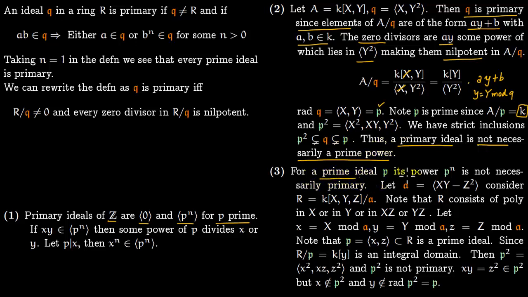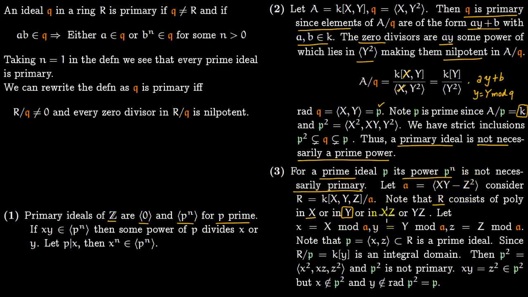So say you have a prime ideal P and you take some power P to the n, where n is a natural number greater than 0, then this is not necessarily prime. So now consider this ideal A, which is xy minus z square, and you consider this ring R, which is k[x,y,z] modulo A. That is a ring of polynomials in three indeterminates x, y, and z. So now what does this ring R consist of? R consists of polynomials in x, just polynomials in y, but we cannot have polynomials in x, y because they will be replaced by polynomials in z square.